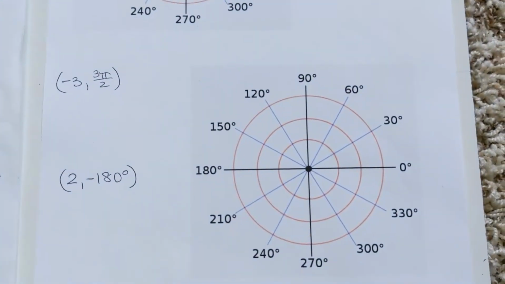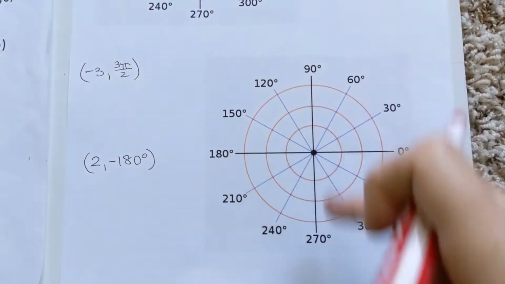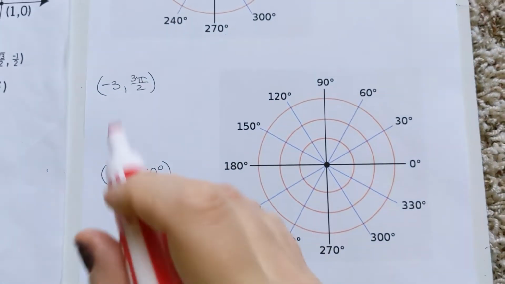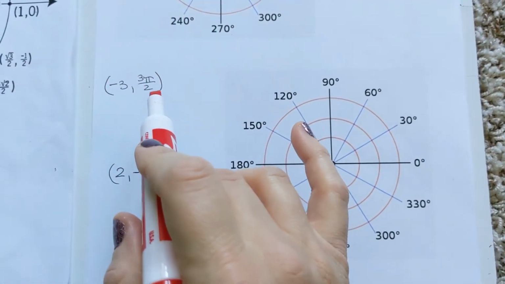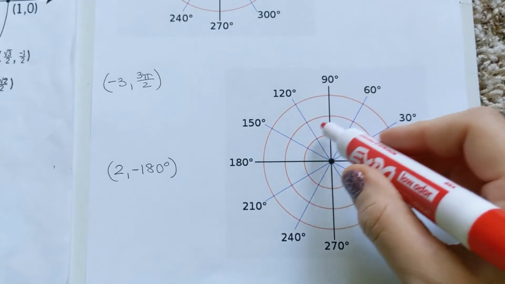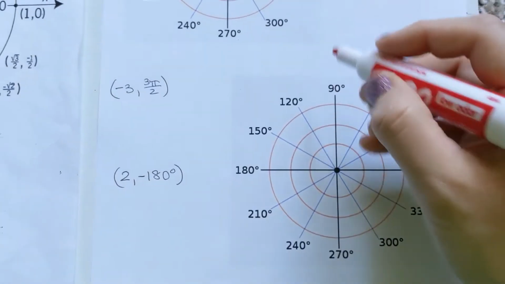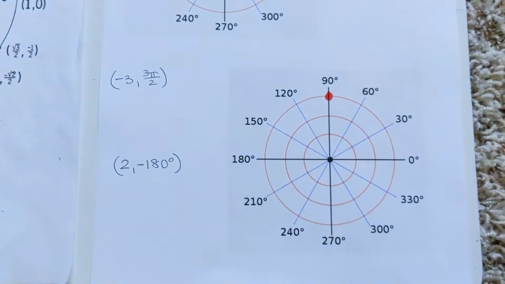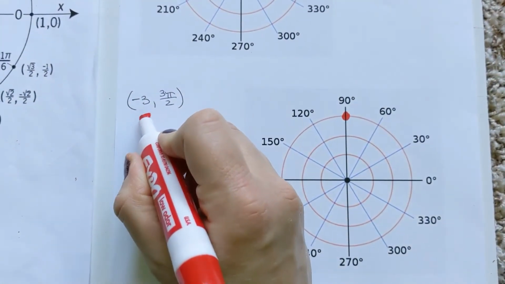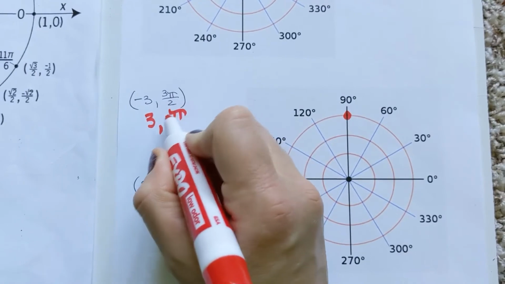Okay, I'm going to try and do 2 on here. These are going to be the ones on your axes. So negative 3, 3 pi over 2. So 3 pi over 2 would be all the way around here to the 270. But if I'm going negative 3, I'm backtracking up like that. And that would be at the 3 pi over 2 mark.